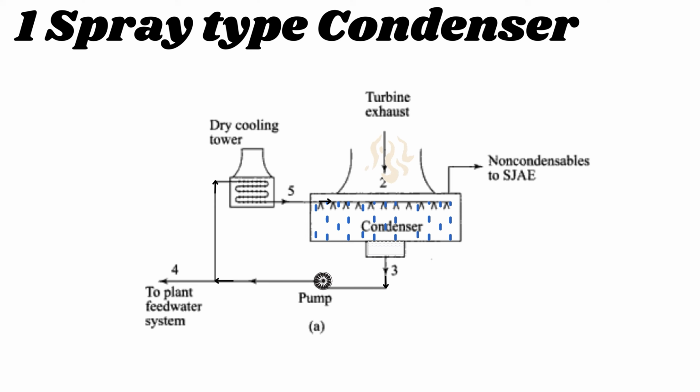The remainder is cooled in a dry cooling tower to state 5 and is then sprayed onto the turbine exhaust. Since the cooling water mixes with the steam and part of the condensate is used as feed water, the water must be of high purity.